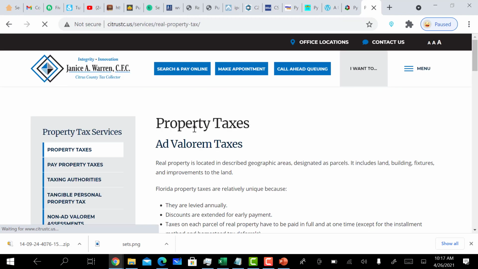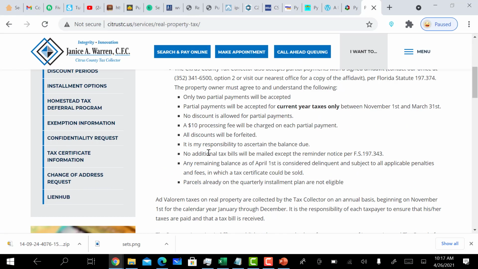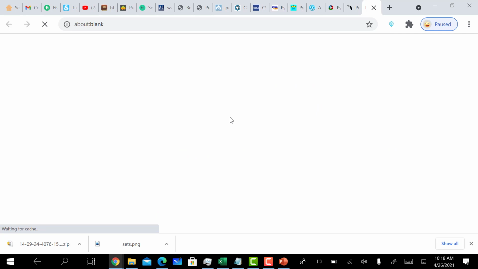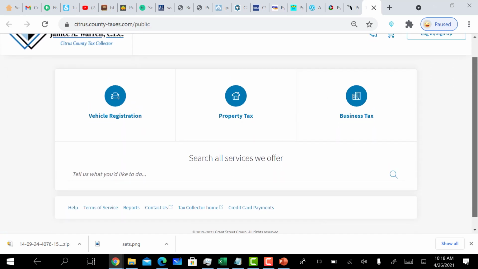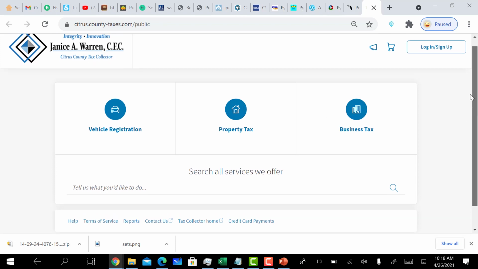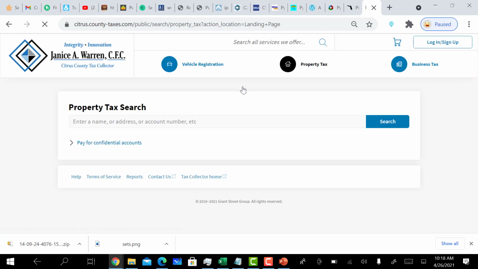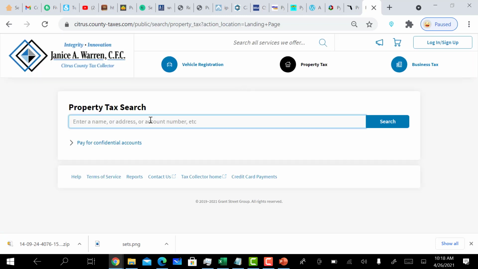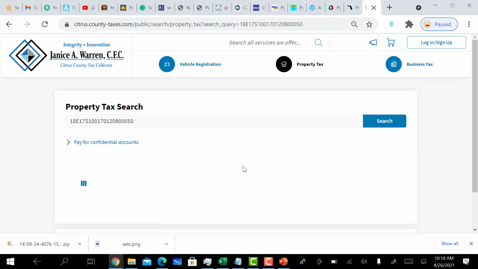All right, let me click here. Okay, property taxes, and so on. It's going to cost you a lot of searching, but let's see. It sounds like this is where you want to be because you see property tax. You want to click there and paste the APN number. So in Citrus County, you paste the APN number, and let's see what happens.